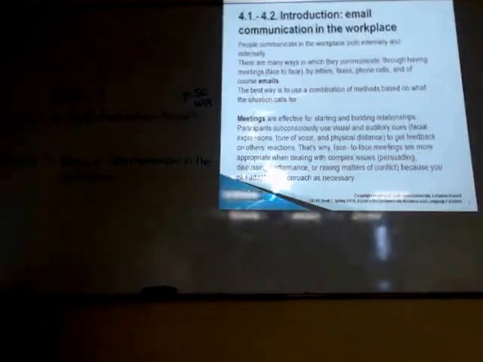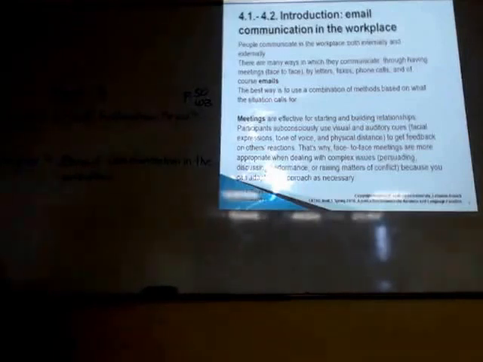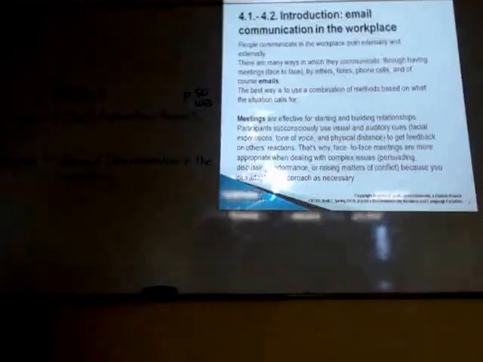The participants subconsciously use verbal and auditory cues, facial expressions, tone of voice, and physical distance. All of this describes the person's character. How firm is your handshake? How close or far are you sitting from the person you're talking with? What's the tone of your voice? The expressions on your face? To get feedback on others' reactions.